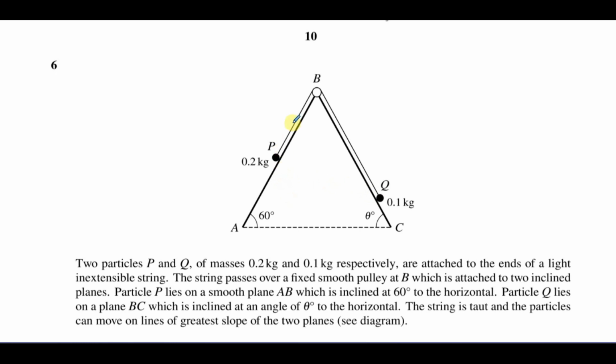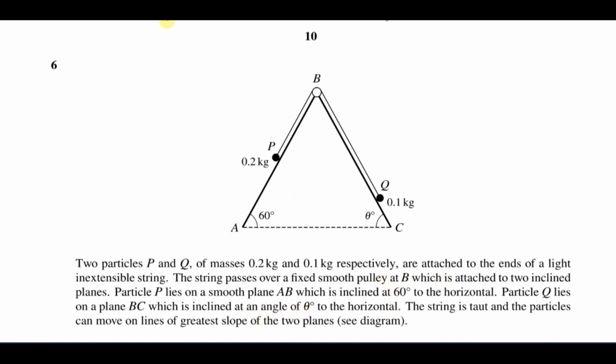The string passes over a fixed smooth pulley at B, which is attached to two inclined planes. Particle P lies on a smooth plane AB, which is inclined at 60 degrees to the horizontal. Particle Q lies on a plane BC, which is inclined at an angle of theta degrees to the horizontal. The string is taut, and the particles can move on lines of greatest slope of the two planes.